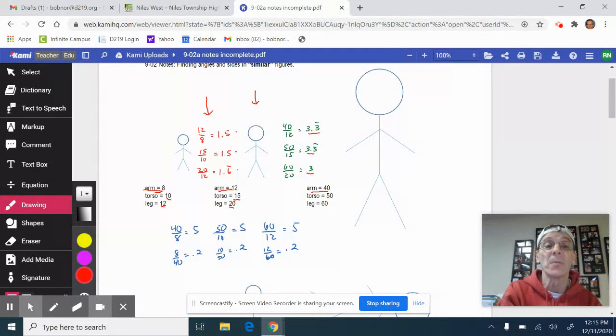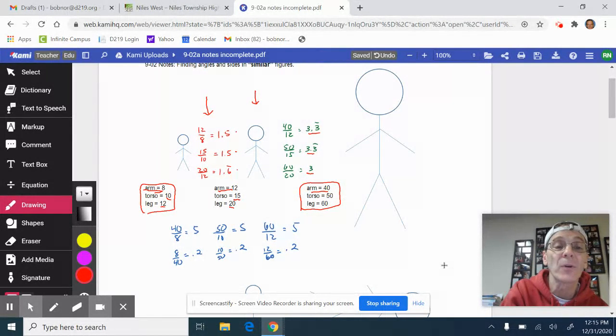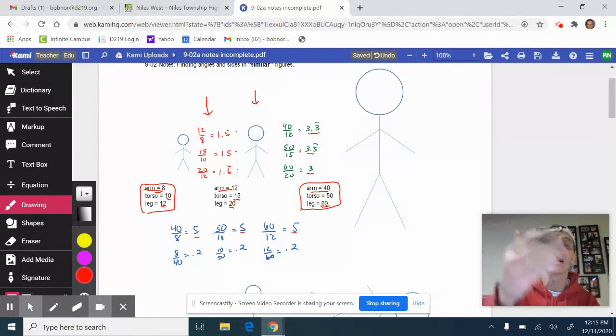Now, if you compare the ratios from the first stick figure's length measures to the third stick figure's length measures, 40 in the arm to 8, 40 divided by 8 is 5, 50 divided by 10 is 5, and then 60 divided by 12 is 5. All of those ratios are the same. So this stick figure, we might say, is 5 times as large as the small one. And so they are similar to each other.